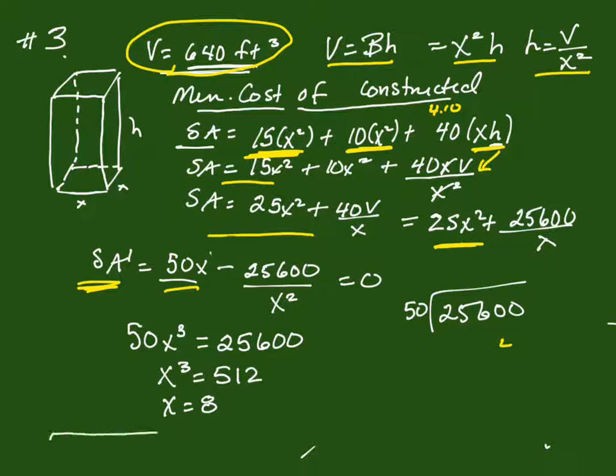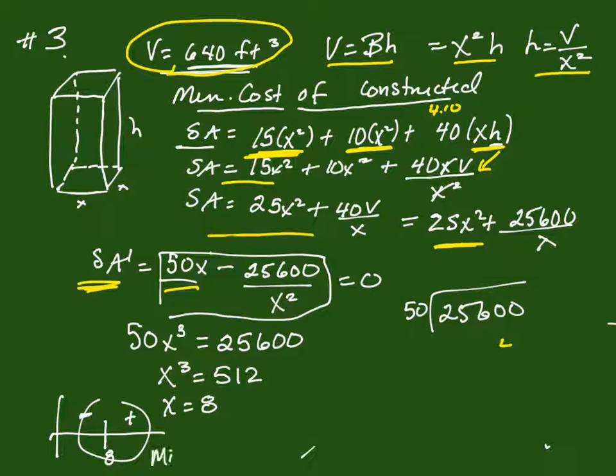Now, to just double check that it's a minimum, we would test our points. Now, this is a rational function, so you can't use end behavior. So if I go to 0, can't do it, right? It's undefined past 0. So let's say 1. That would be 50 minus 25,600. So this is definitely negative, and this is positive. So that means you definitely have a minimum at x equals 8.